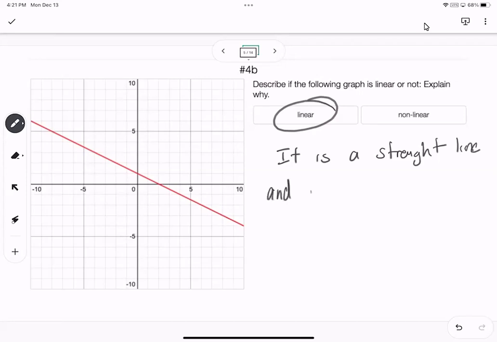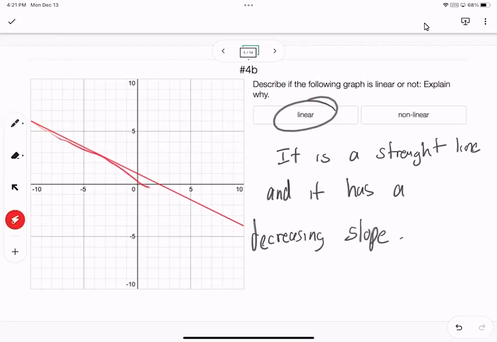And it has a decreasing slope. And we know it's decreasing because the line from left to right goes downward. So since it's going down, it has a decreasing slope. Or the right word isn't decreasing. It's decreasing from left to right, so it has a negative slope. My bad. My apologies. It's a negative slope.